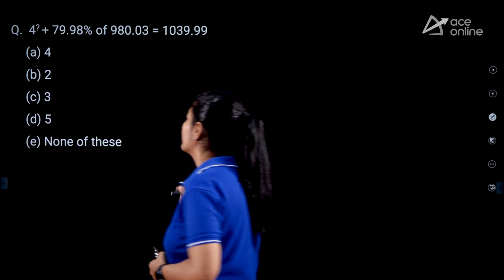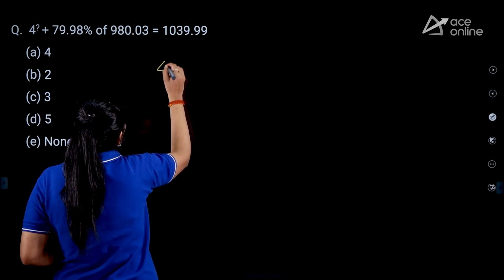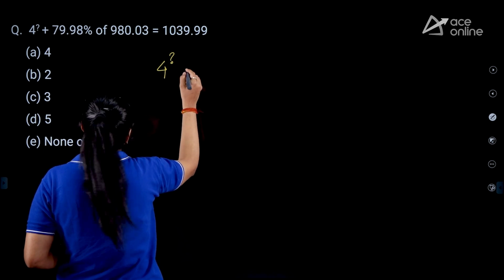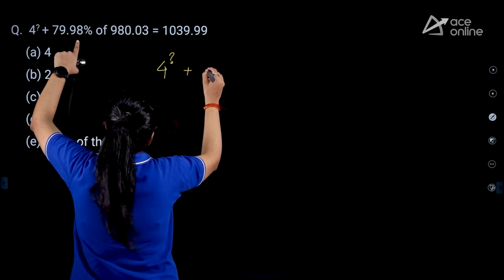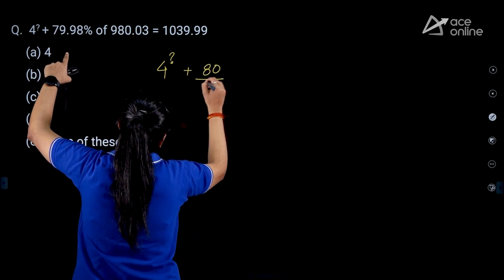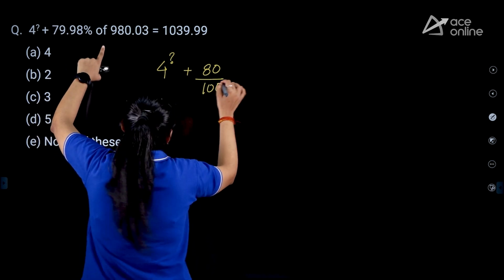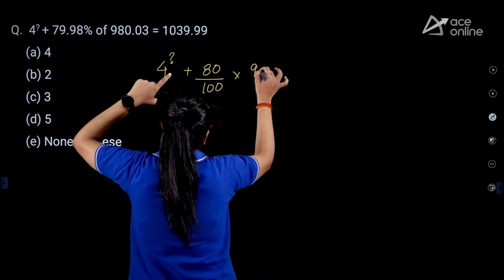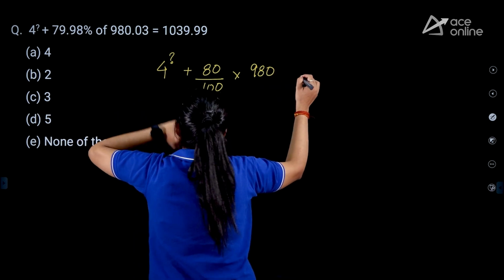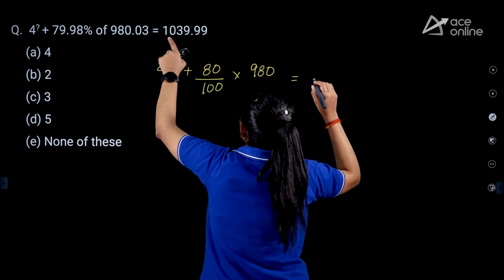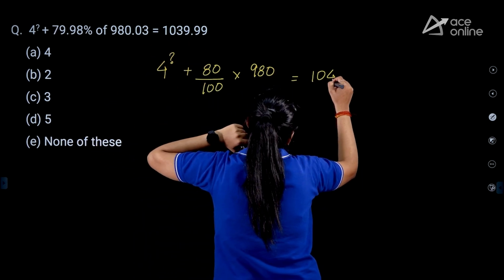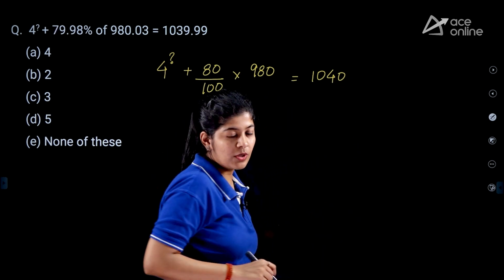Okay, let's start solving it. Here we are having 4 and we are having a question mark on that. Now we can write it as 80%, right, of 980 is equal to what? Here we can write it as 1040. Right, this is what we are having.